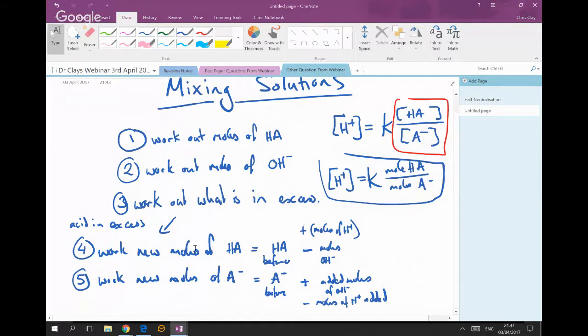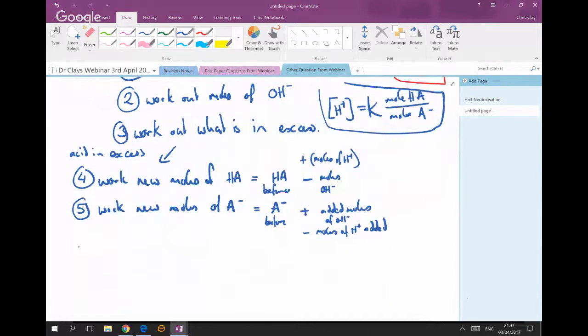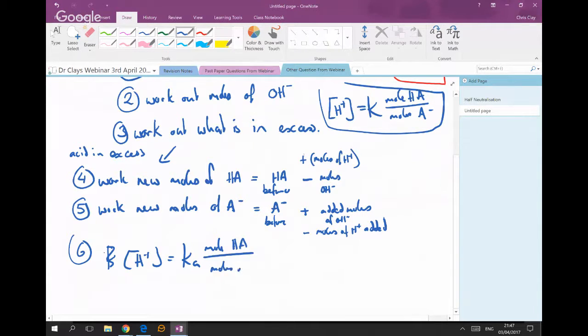That will give you values for moles of HA and A minus, which we can use in our equation. We use these in, not Ka, but H plus is equal to Ka times moles of acid over moles of A minus. And then finally in step seven, you work out the pH equals minus log of the H plus ion concentration. Okay, so that's essentially what I did, Anon, in this particular one.